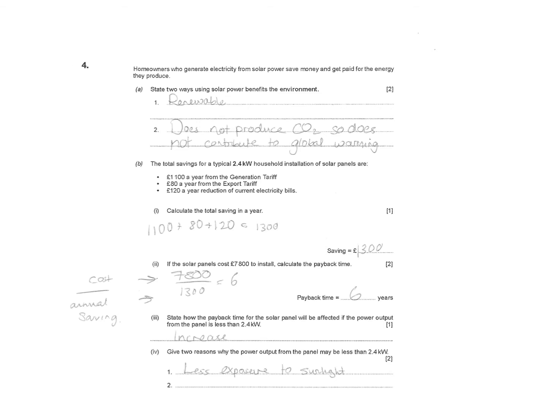Homeowners generate electricity from solar panels to save money and get paid for the energy they produce. State 2 ways using solar panels benefits the environment. They're renewable, they do not produce CO2, so cannot contribute to global warming.